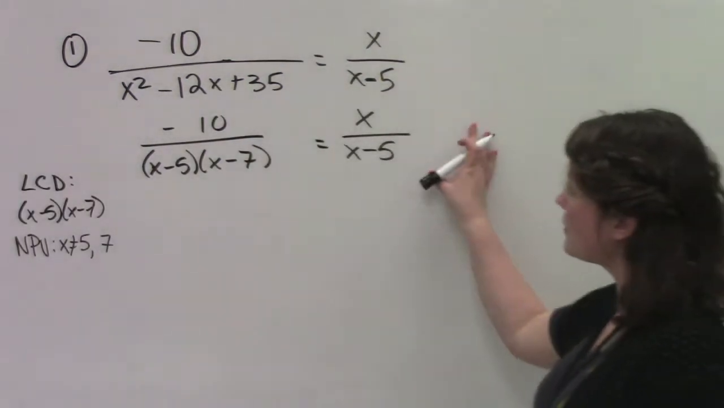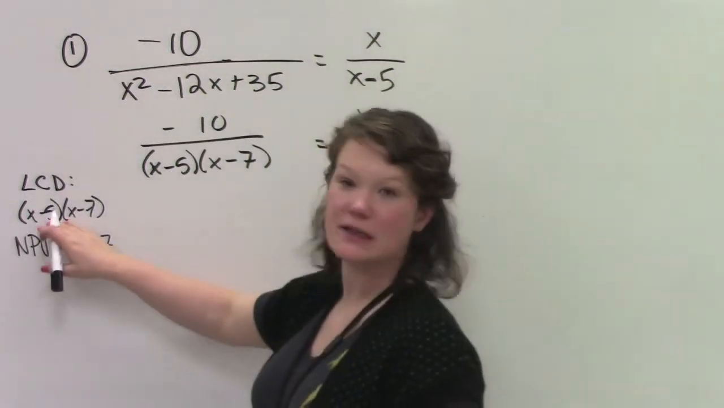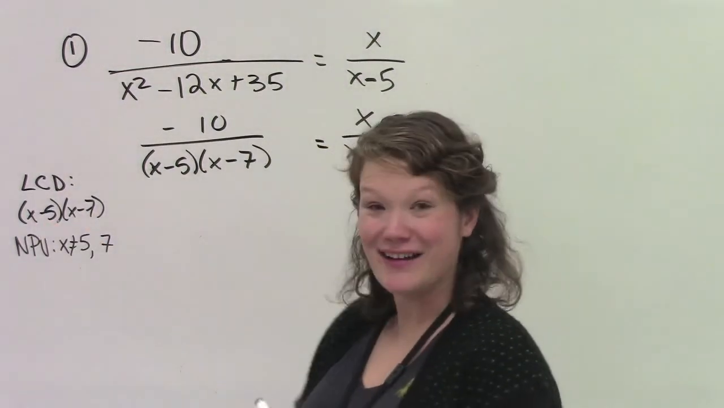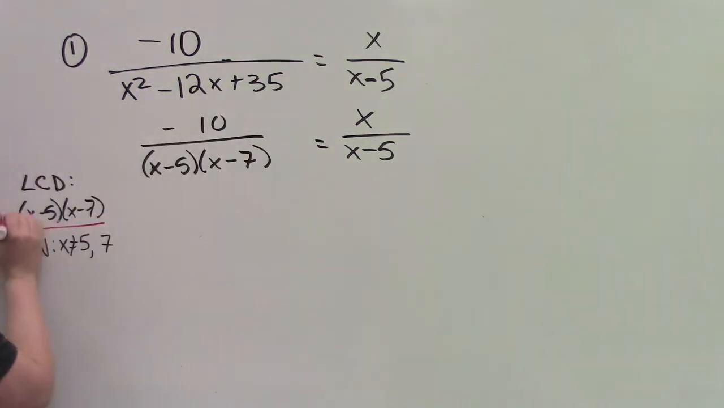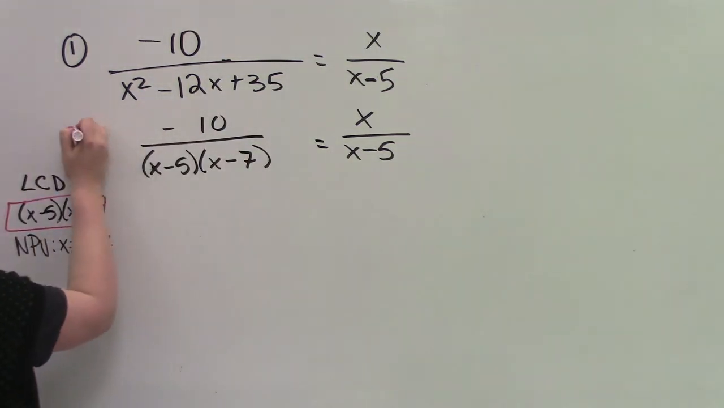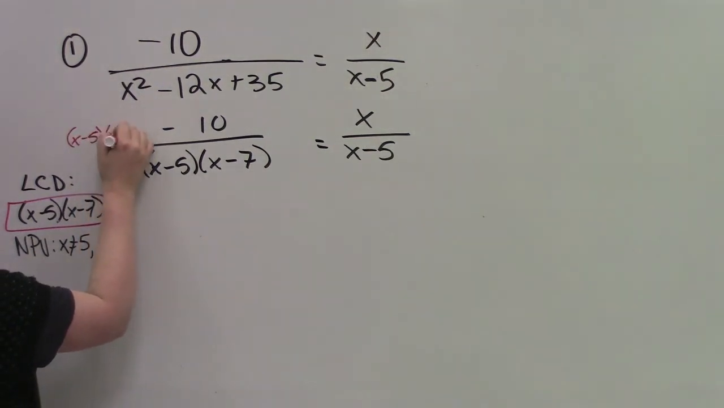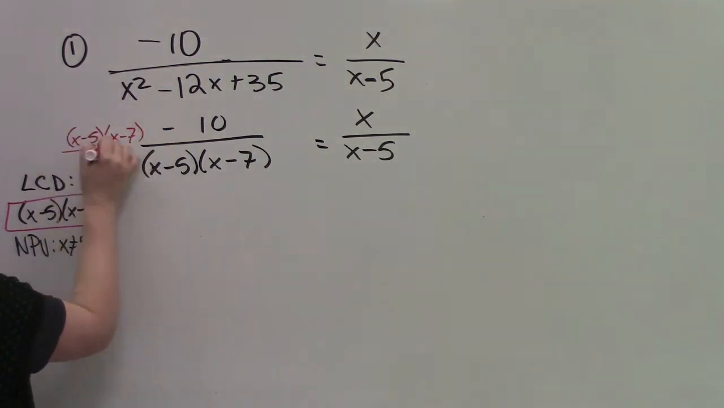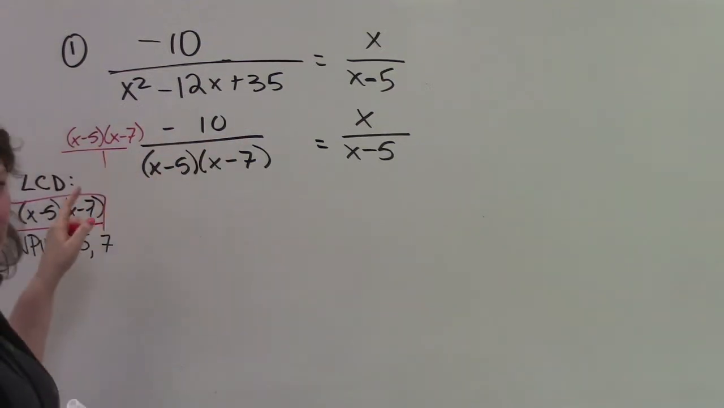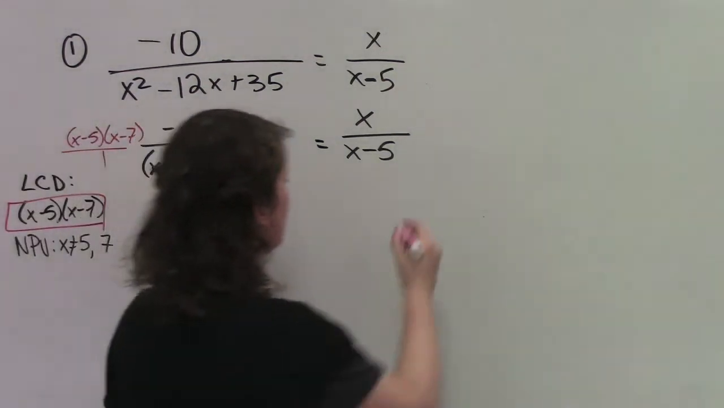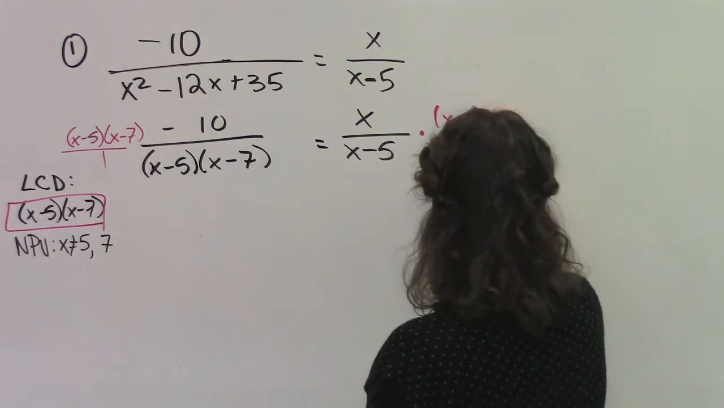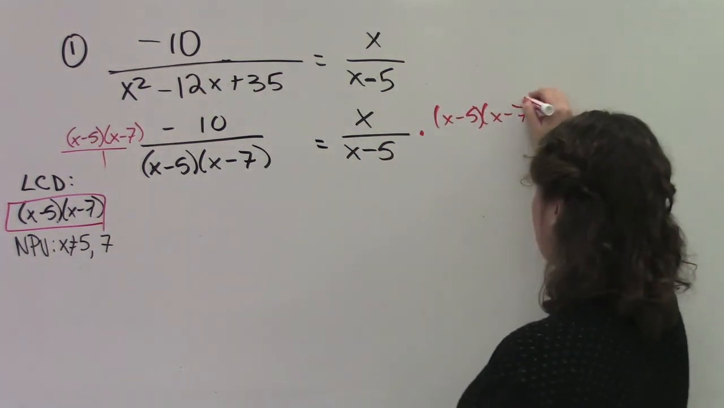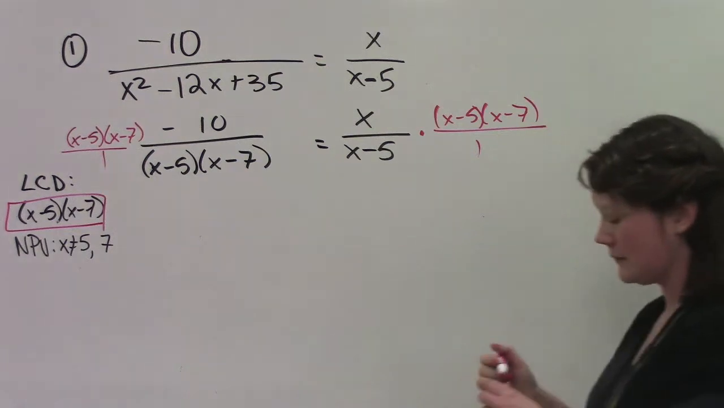Alright, so now what we want to do is multiply both sides by that lowest common denominator. I'm going to do this in a different color. So we're multiplying this side by x minus 5 times x minus 7. Remember guys, that's just over 1. So we're multiplying numerator to numerator, denominator to denominator. X minus 5, x minus 7, all over 1.